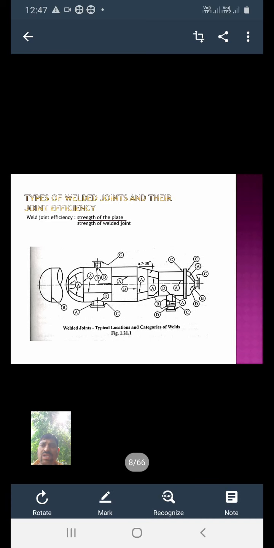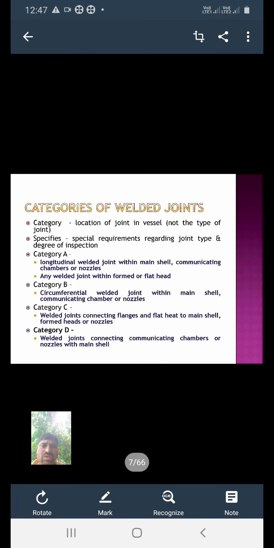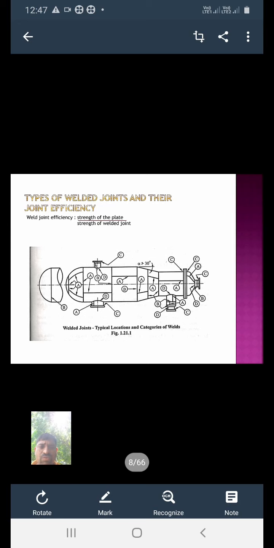Category A consists of longitudinal welded joints within the main shell and communicating chambers, or we can say the nozzles, and any welded joint within the formed or flat head. There are different types of heads, you can observe in this figure. Here category A is shown in the circle. There we are using category A.